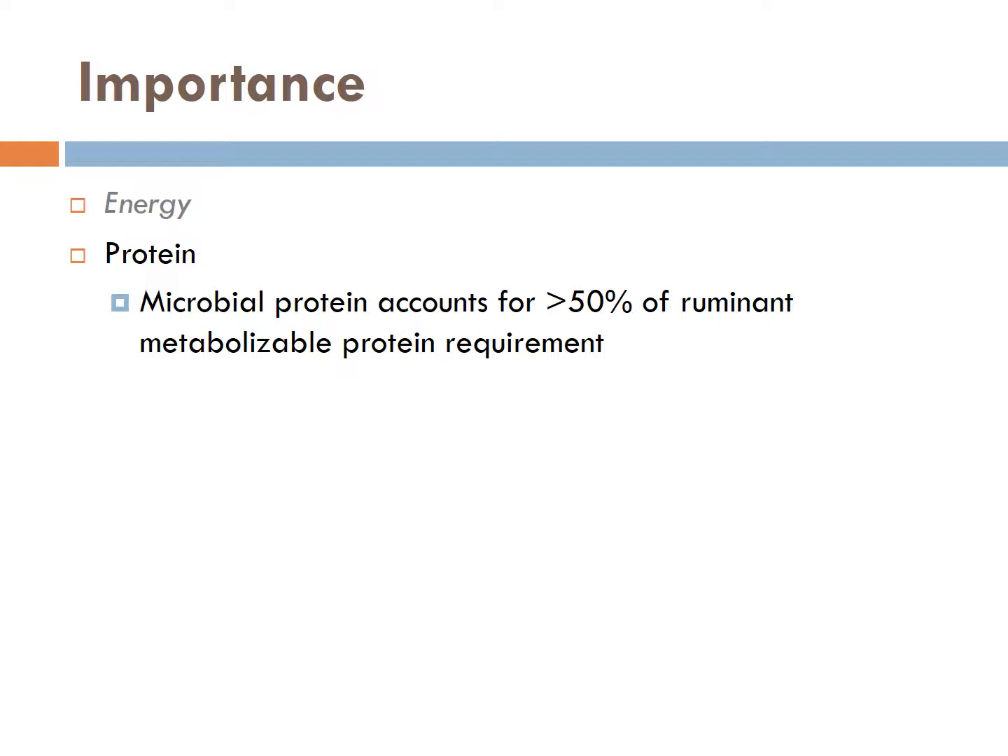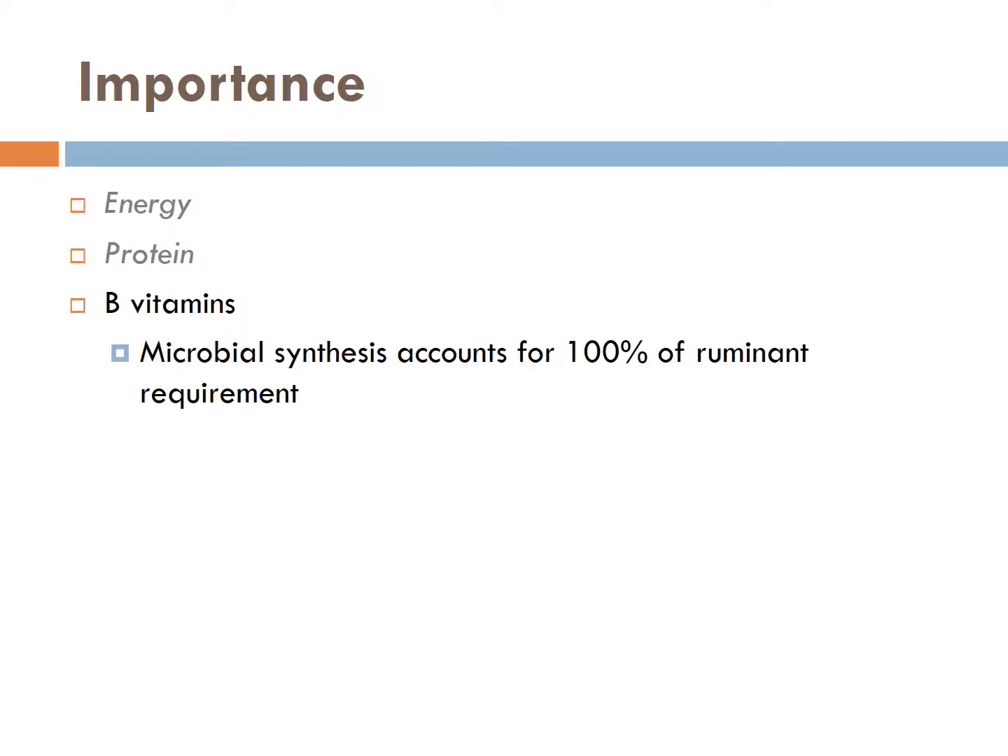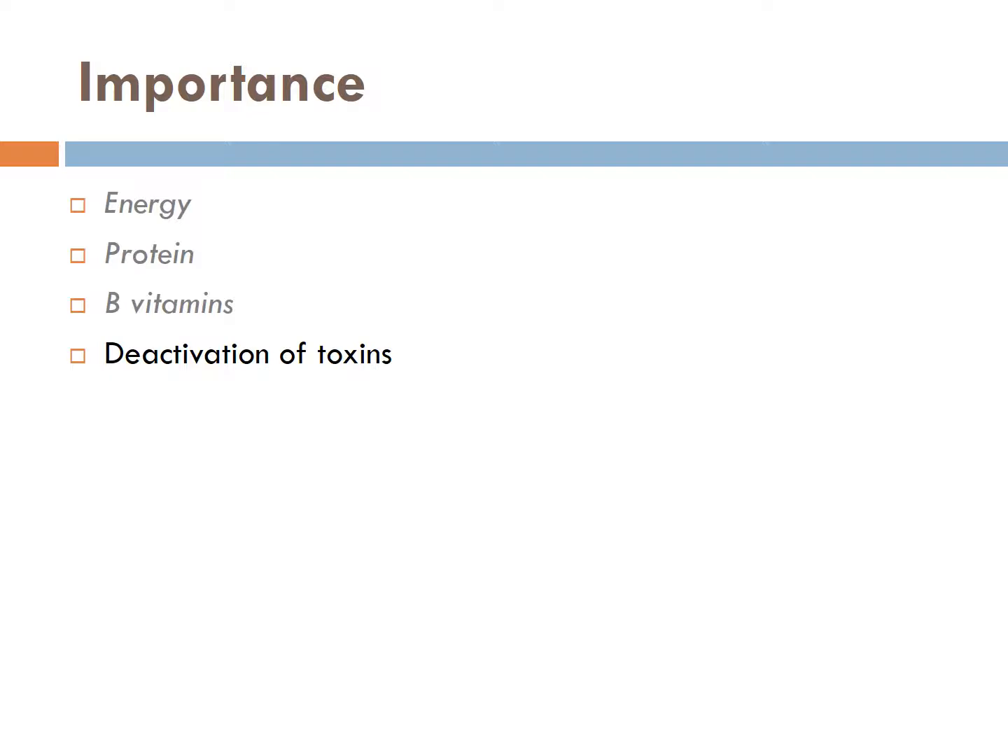Microbes are important to the protein metabolism of the host as well. Microbial protein that's synthesized in the rumen accounts for over 50% of the ruminant metabolizable protein requirement. The story is similar for B vitamins. Microbial synthesis of these vitamins accounts for 100% of the ruminant requirement. Gastrointestinal microbes are also important in deactivation of toxins in feed. We'll discuss these later in class.